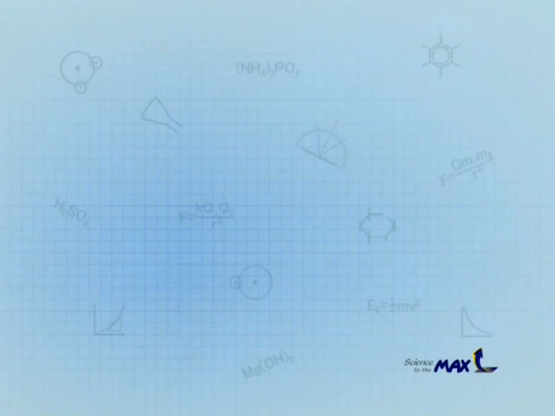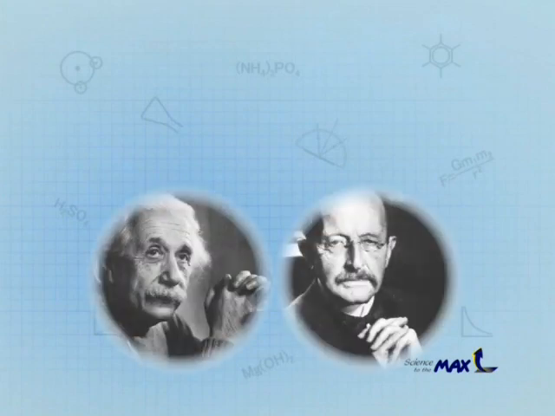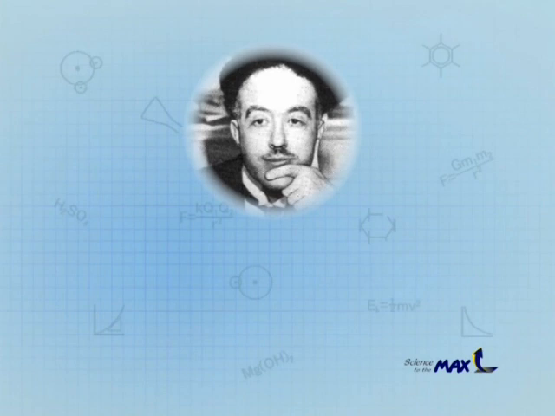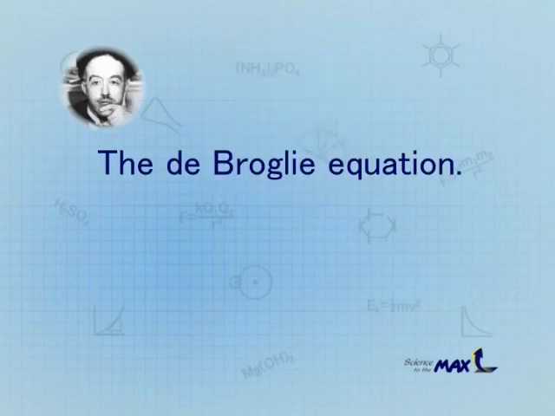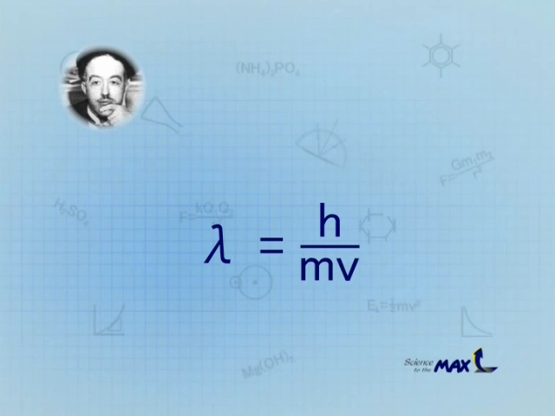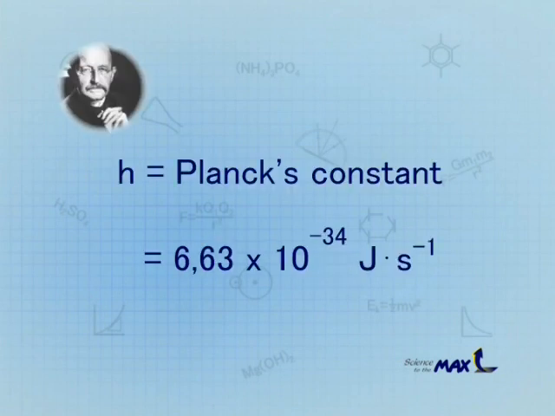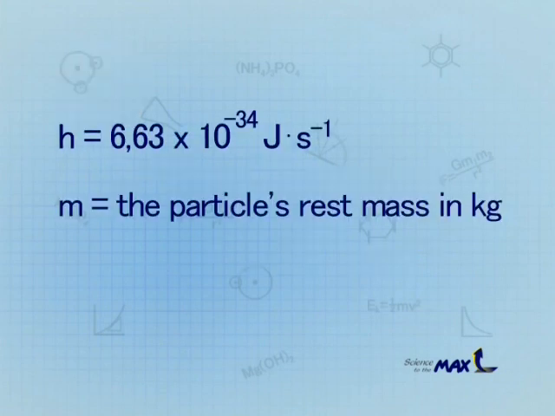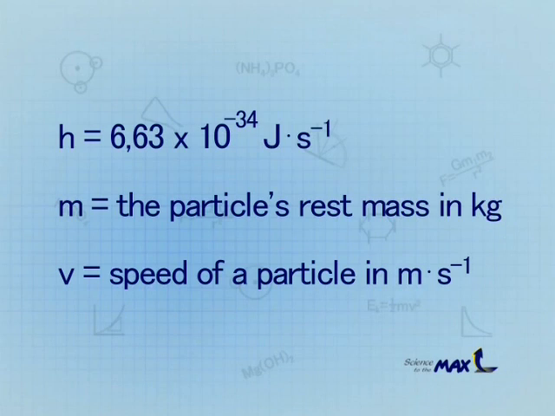The combined work of 3 scientists, Einstein, Planck, and de Broglie, led to what is called the de Broglie equation. It states that lambda is equal to h divided by m and v, where h is Planck's constant, which is 6,63 times 10 to the power of negative 34 joules per second. M is the particle's rest mass in kilogram, and v is the speed of a particle in meters per second.